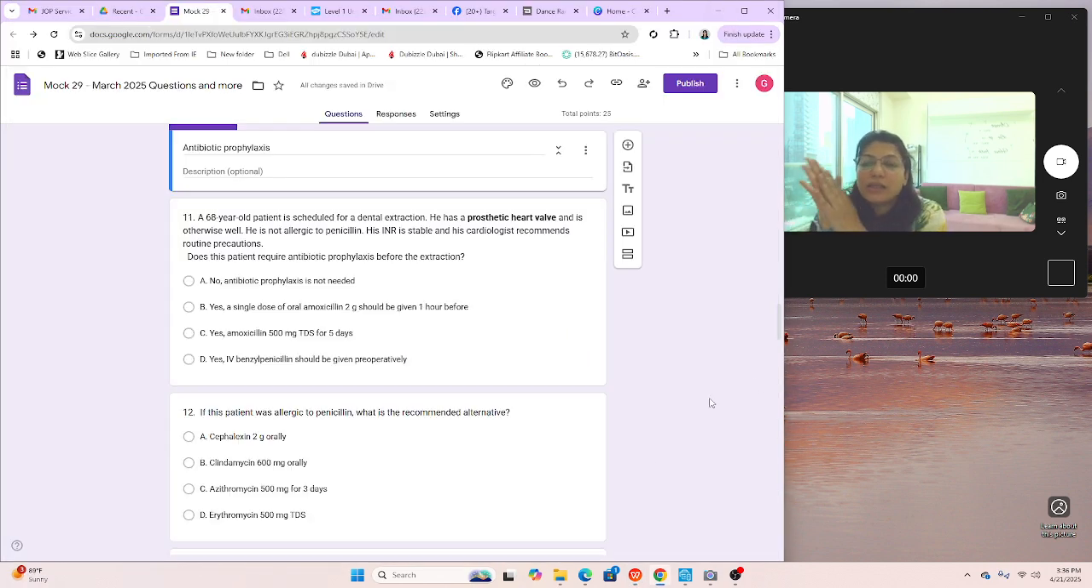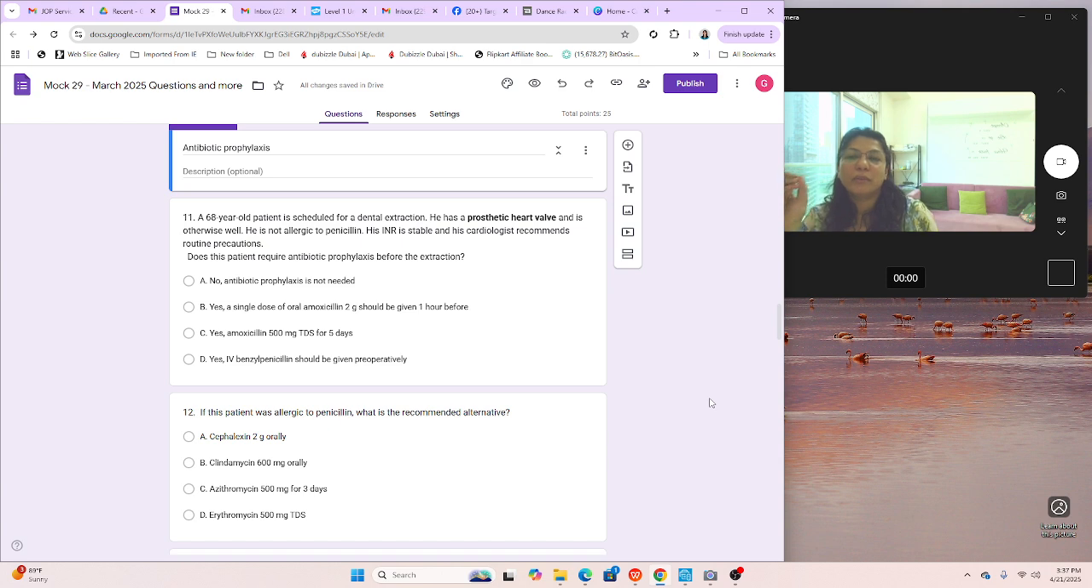Okay. A 68-year-old patient is scheduled for a dental extraction. He has a prosthetic heart valve and is otherwise well. He is not allergic to penicillin. His INR is stable and his cardiologist recommends routine precautions. So a 68-year-old who has a heart valve is scheduled for a dental extraction. Now, does this patient require antibiotic prophylaxis before extraction? Am I mentioning surgical antibiotic prophylaxis or antibiotic prophylaxis? Surgical is for the surgery site. Remember, antibiotic prophylaxis is in general.